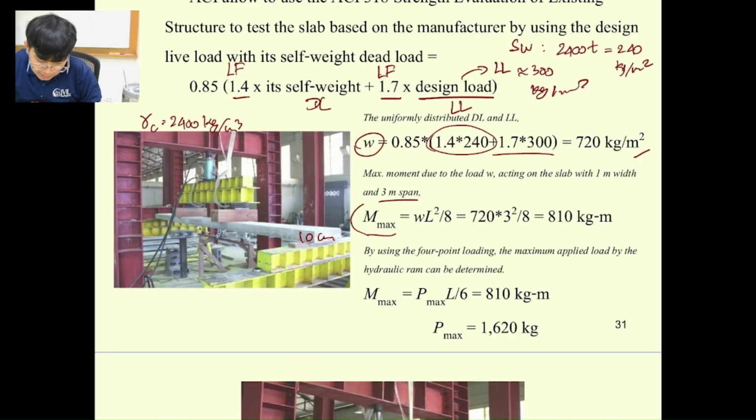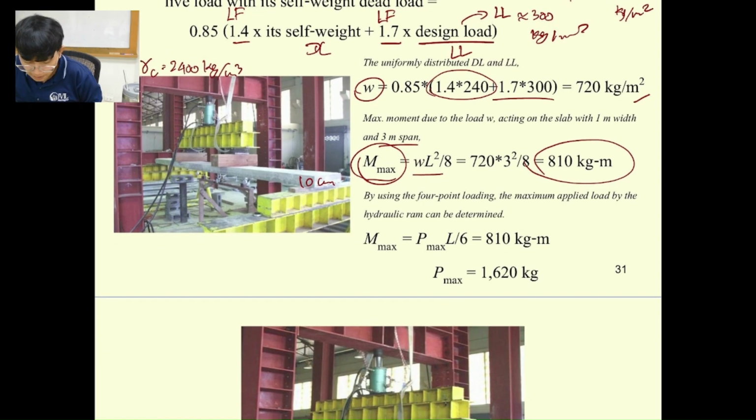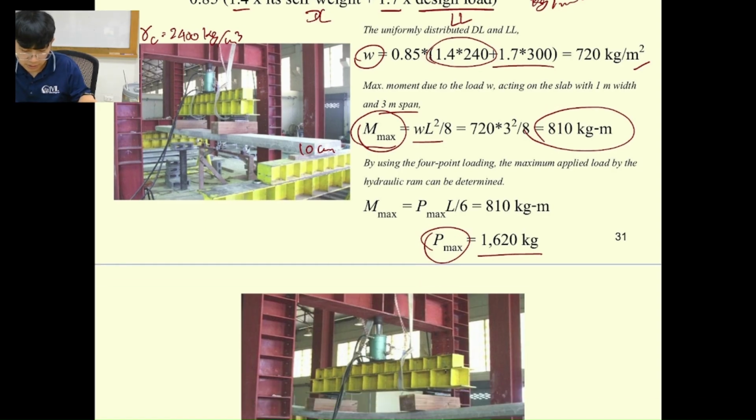And then calculate the maximum moment by using WL squared divided by 8. I'm going to get the moment of 810 kilogram meters. And then I'm going to find Pmax, which is equal to 1620 kilograms over here.